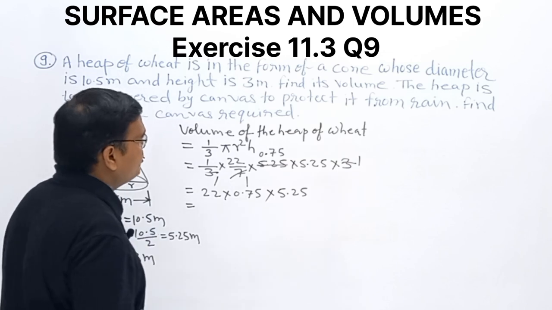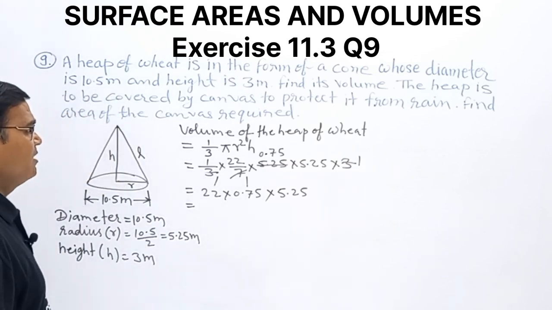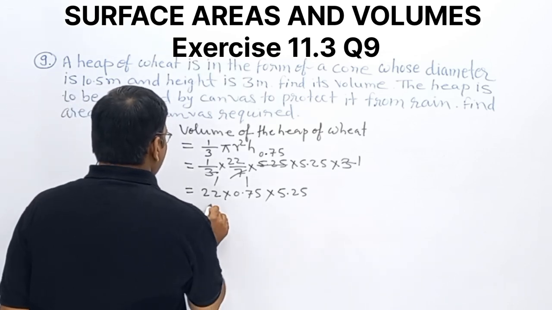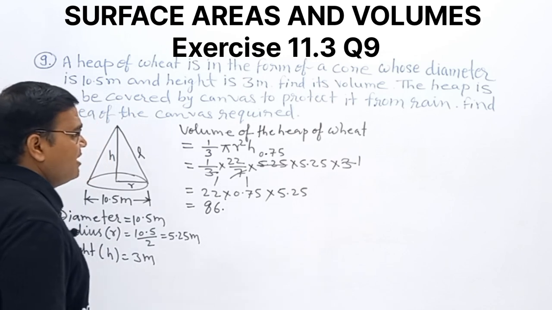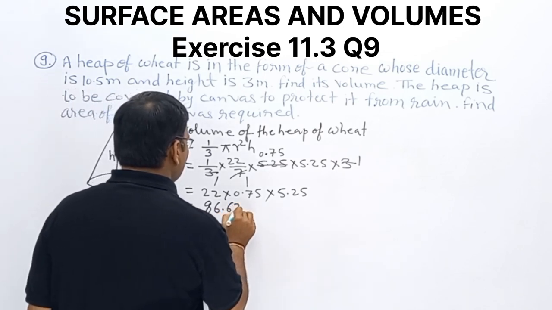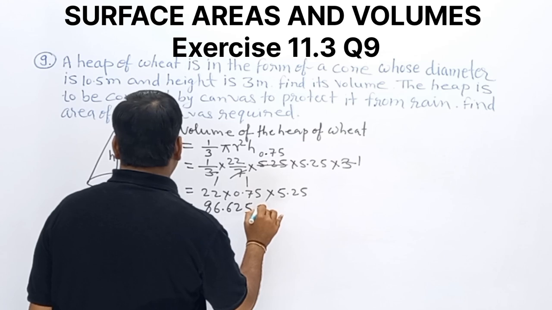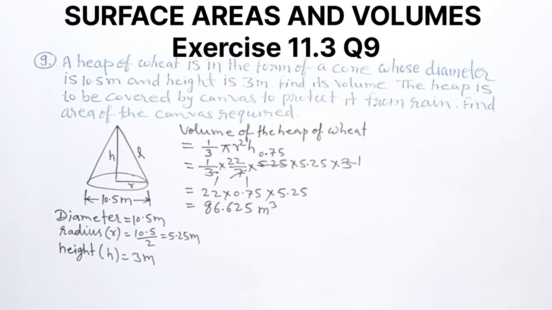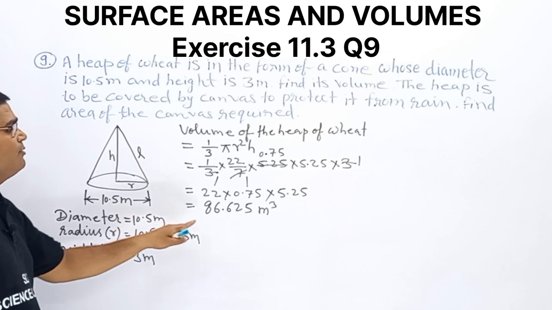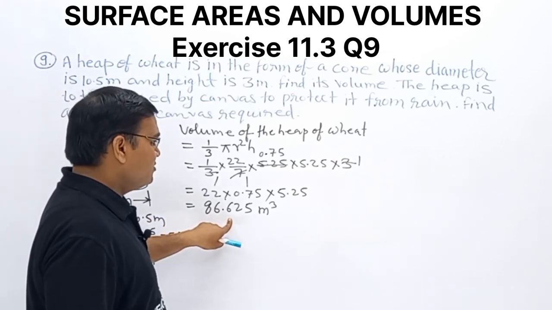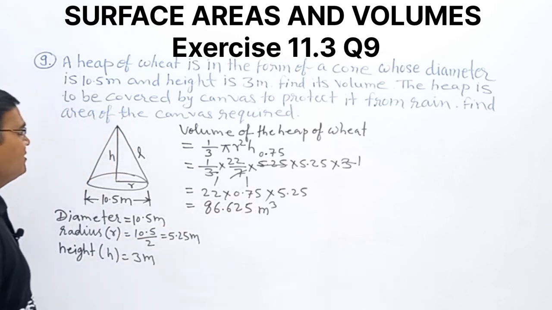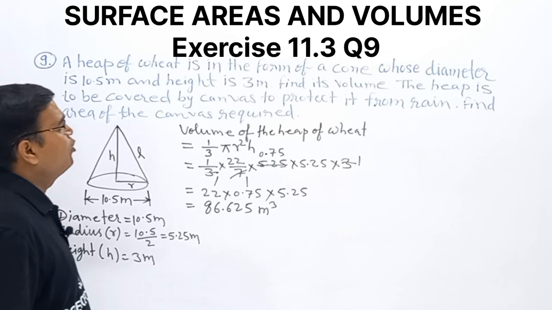Once we multiply, the result will be: volume of the heap of wheat will be 86.625 meter cube. 86.625 meter cube will be the volume of the heap of wheat. This is the solution of volume.